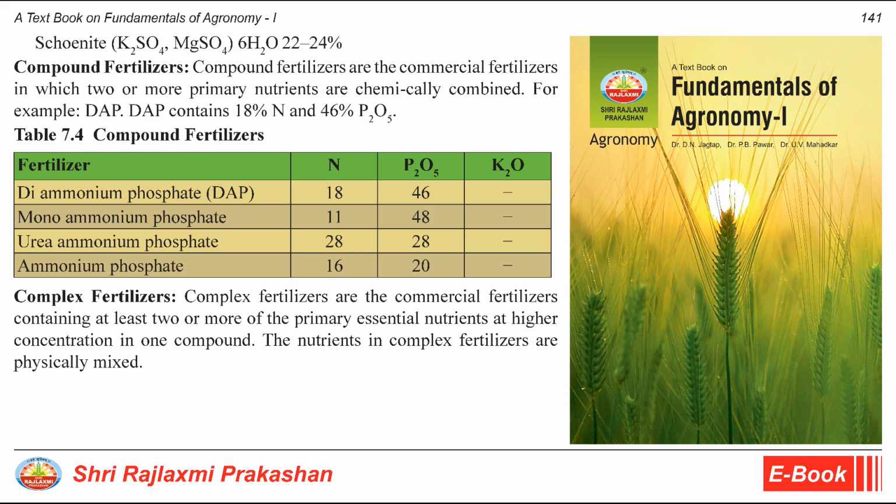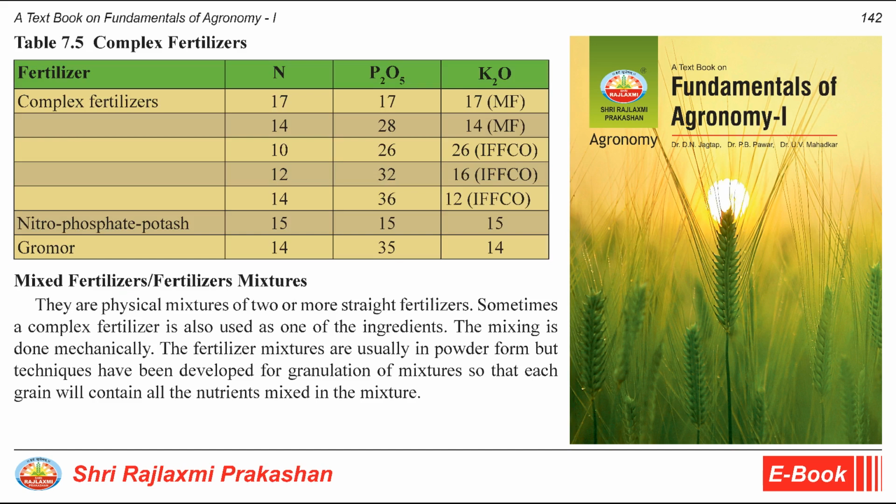Complex fertilizers. Complex fertilizers are the commercial fertilizers containing at least two or more of the primary essential nutrients at higher concentration in one compound. The nutrients in complex fertilizers are physically mixed. Table 7.5, complex fertilizers. Number 1, complex fertilizers: N17, P2O5 17, K2O 17, MF.